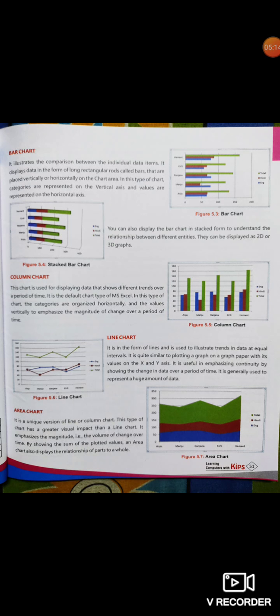Line chart is useful in emphasizing continuity by showing the change in the data over a period of time. It is generally used to represent huge amount of data. You can see the image of a line chart in figure 5.6. After line chart there comes area chart. What is area chart? Area chart is a unique version of line or column chart. This type of chart has greater visual impact than a line chart.